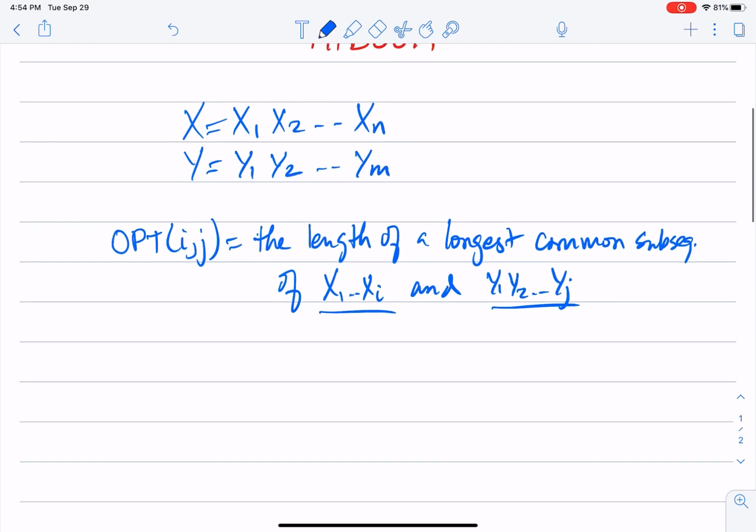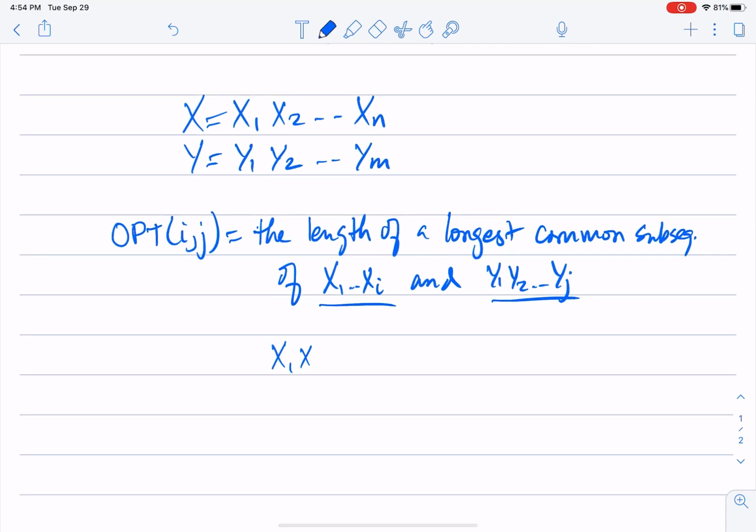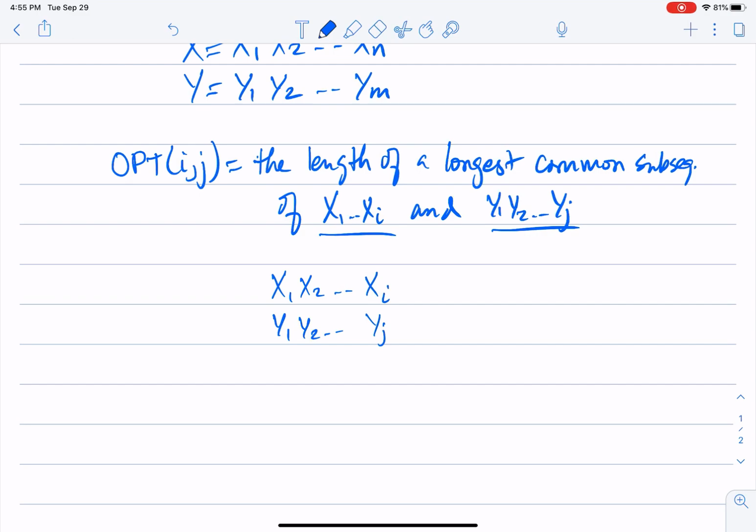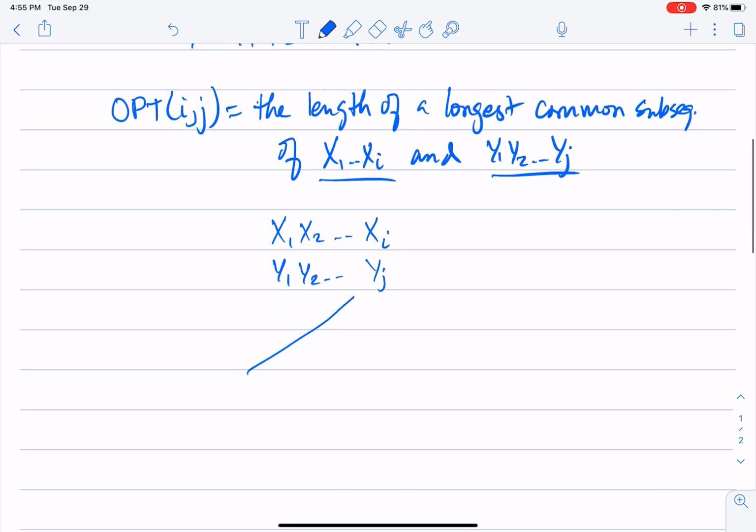And now we need to reason about them here, and let's look at this. x1, x2, all the way to xi, y1, y2, all the way to yj. Now, we cannot talk about one letter at a time. We have to talk about a letter from x and a letter from y, right? Because we are looking for a subsequence, it has to be something that's present in both. So imagine, what situation do we have here? We have a situation where xi equals yj, and they are part of the solution.